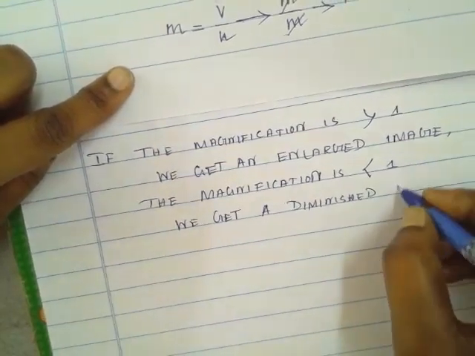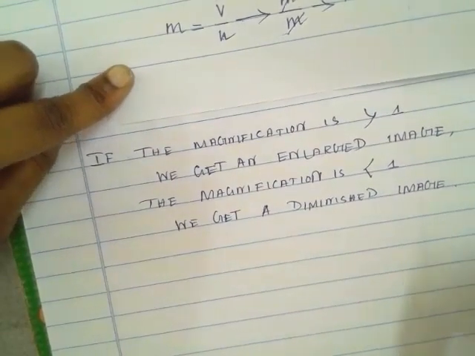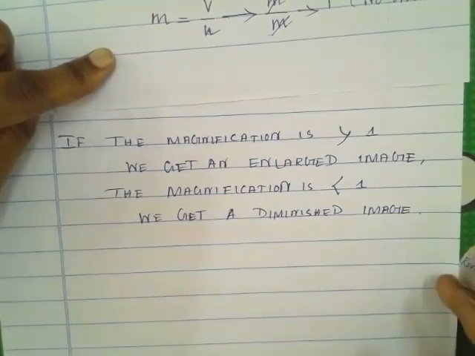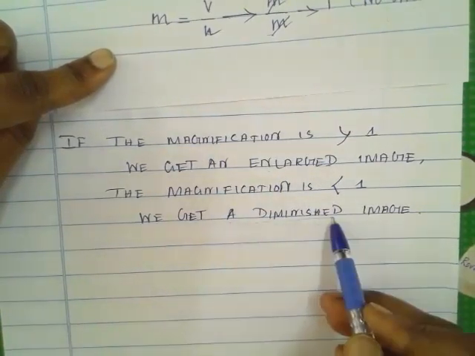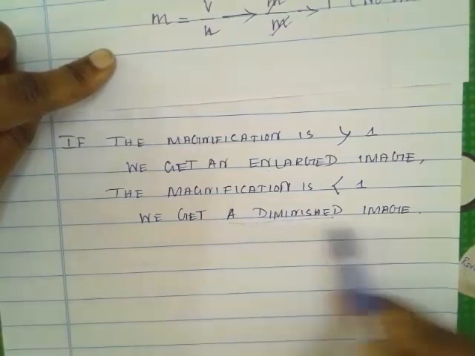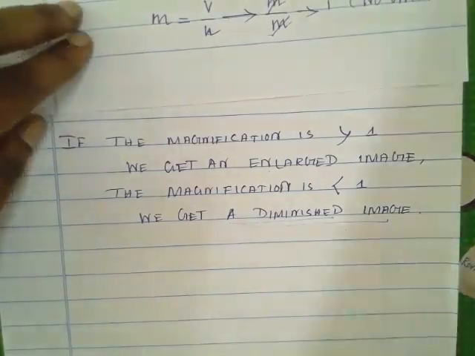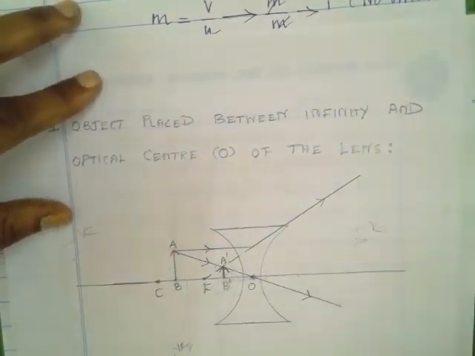Diminished image. Enlarged image means the size of the image is very large when compared to the size of the object, and diminished means the size of the image is very small when compared to the size of the object. I want to match this distance and height with the ray diagram.